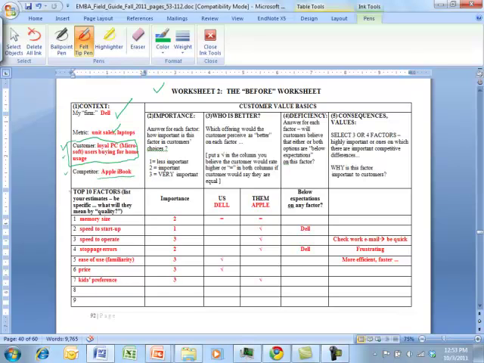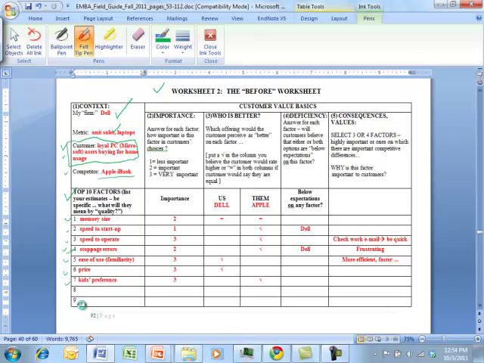We sit down and we say, well, what are the factors that would likely be considered in that choice? And so we're going to come up with some of the typical ones: memory size, speed to start up, speed to operate, stoppage errors, meaning freezing up, ease of use and function of familiarity, price, kids' preferences.